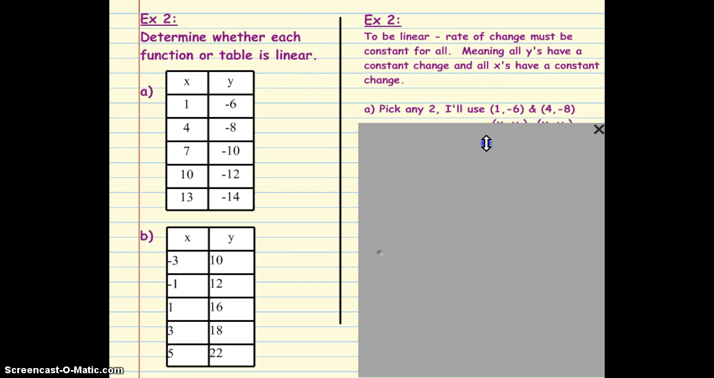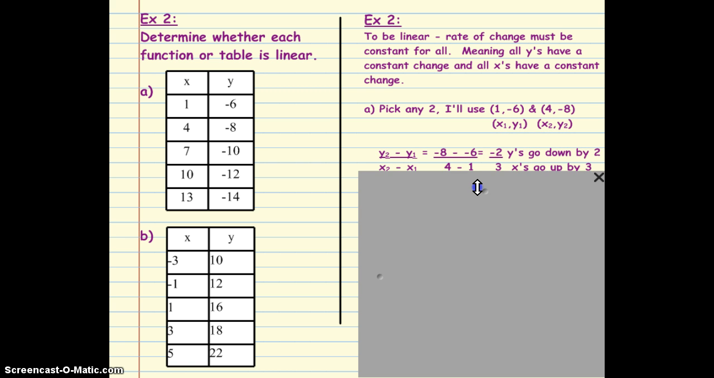We're going to pick any 2 points, and I'll just take the first 2. So I'll take 1 and negative 6 as my first point, and I'll take 4 and negative 8 as my second point. Okay, just to write them as a coordinate pair, we've got (1, -6) and (4, -8). So I'll label them x1, y1, x2, y2. So to find my rate of change, I'm going to subtract my y values. So I'm going to have negative 8 minus negative 6.